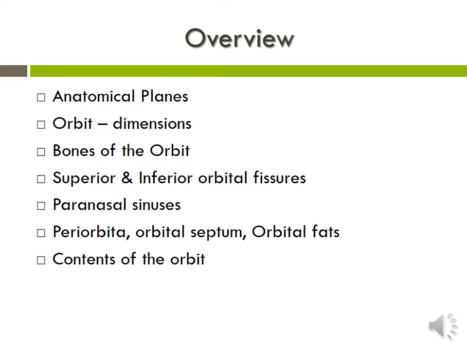called paranasal sinuses. Okay, you might have heard about sinusitis. It has some relation to it. We'll discuss that as well. And also, what are the contents of the orbit, the orbital septum, the periorbita. We will not be discussing much about that, just brief information on that, as well as the contents of the orbit.